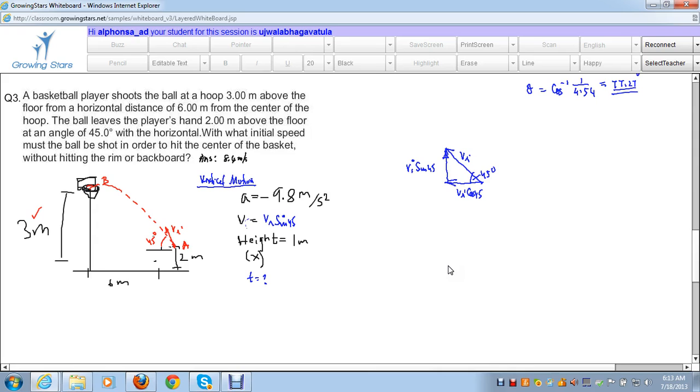We can use x equals VI T plus half A T squared. Okay. Go ahead. Write the formula first. Okay. Good. And for initial velocity, we have that it's VI sine 45, isn't it?